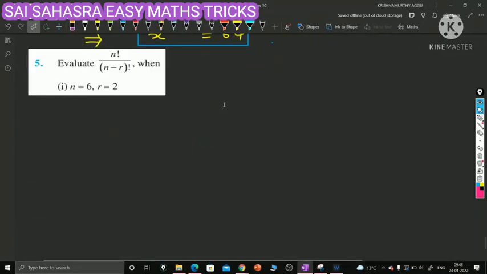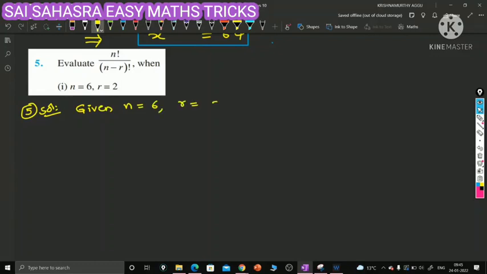Evaluate n factorial by n minus r factorial when n value is 6 and r value is 2. This is our question. So, fifth solution. Let us write the given values. Given n is equal to 6, r is equal to 2. You need to find the value. Evaluate means find the value. Which value do you need to find? N factorial by n minus r factorial you need to find.